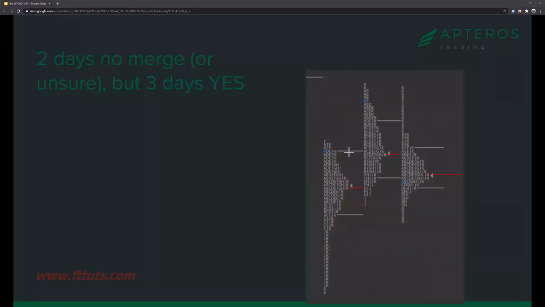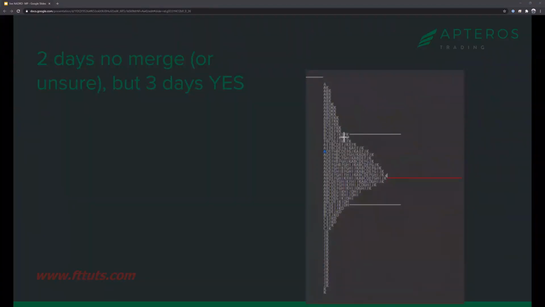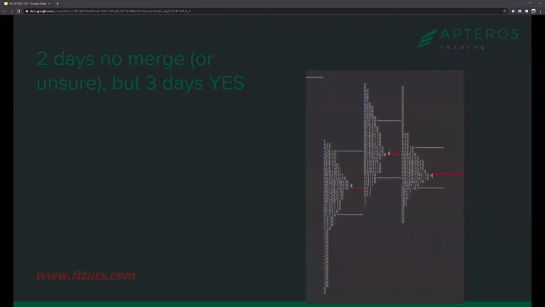2 days no merge, right? Kind of an iffy situation there. Not going to merge them just for this example. We can right click and do a merge profile begin up to the profile that we want to end it with and say merge profile end. Or you could have just clicked merge with next twice. I was just showing you the Sierra Chart compatibility.